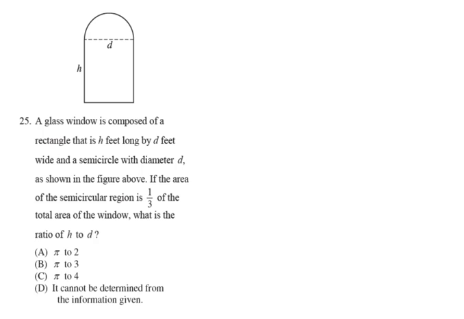In problem 25, we have a glass window composed of a rectangle that is h feet long by d feet wide and a semicircle with diameter d, as shown in the figure there. If the area of the semicircular region is 1/3 of the total area of the window, what is the ratio of h to d? So the important information here is that the area of the semicircular region is 1/3 of the total area of the window.